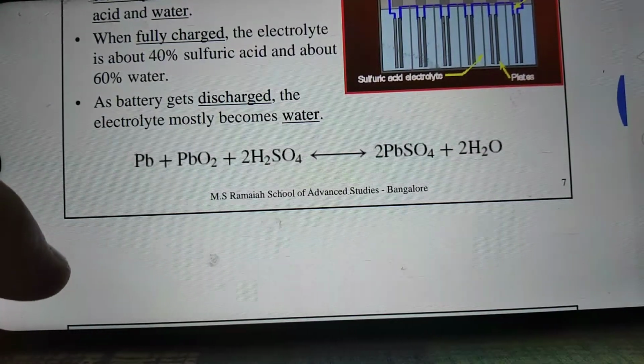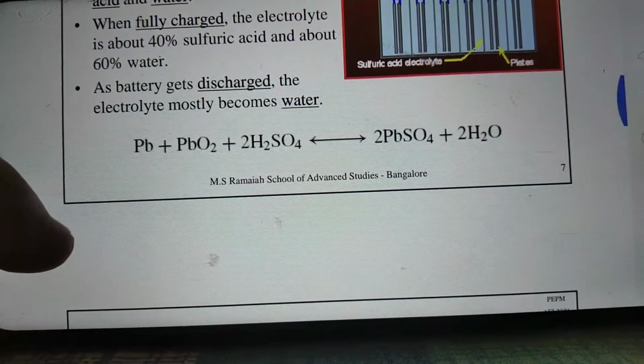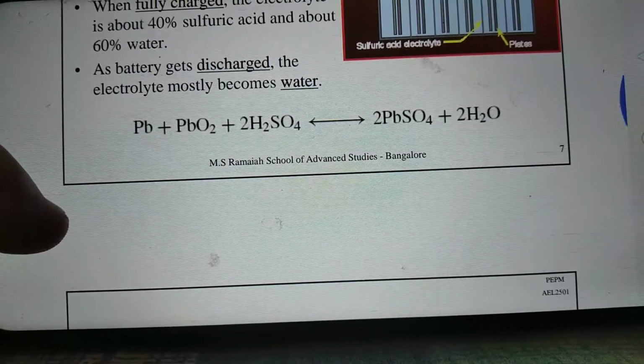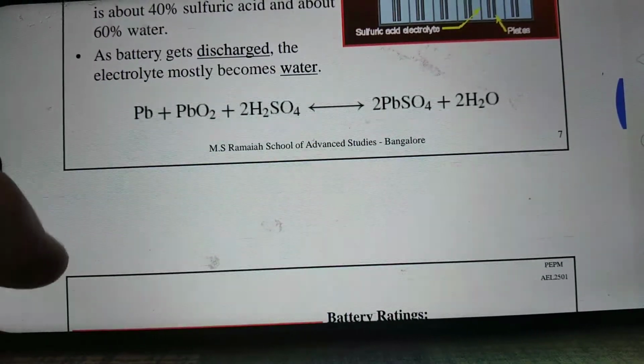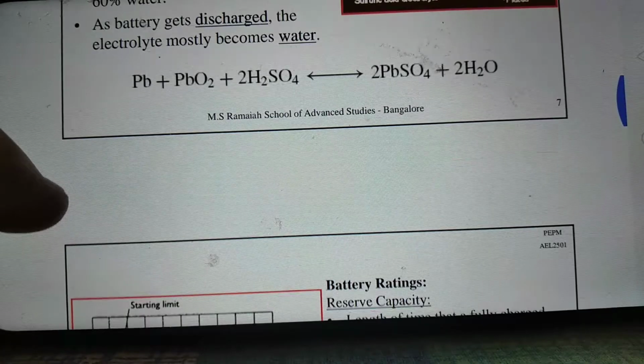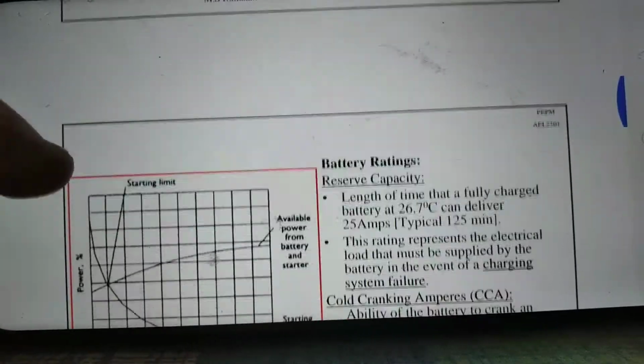When the battery gets discharged, the electrolyte mostly becomes water, that is Pb + PbO2 + 2H2SO4 gives 2 PbSO4 + 2H2O.